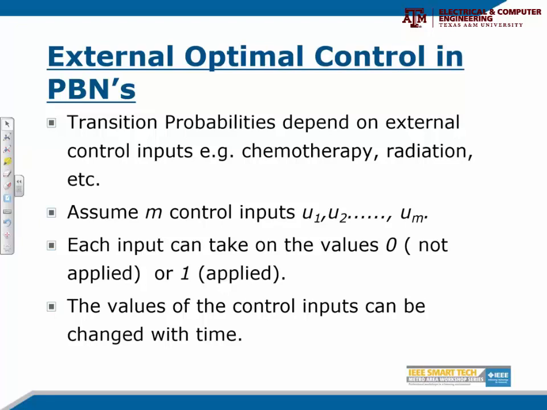So in external optimal control using PBNs, you recognize that the transition probabilities between the different states of a network will depend on external control inputs. So if you're doing cancer therapy, it will depend on chemotherapy, radiation, and so on, okay? So assume that there are m control inputs, u1 through um. Each input can take on the value 0 or 1. So the inputs are also binary. Either you apply the drug or you don't apply the drug, right? You could do more quantization, the analysis would be more involved, right? And we also assume that the values of the control inputs can be changed with time.